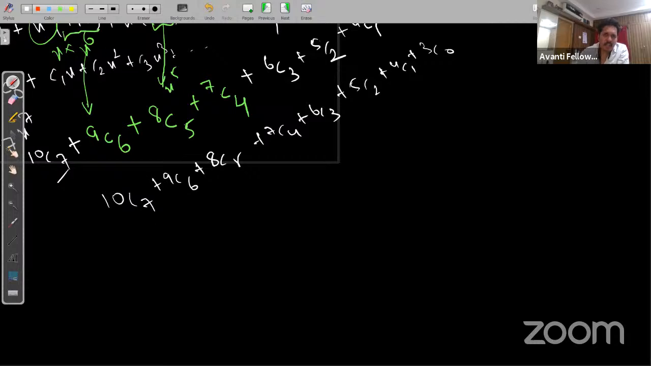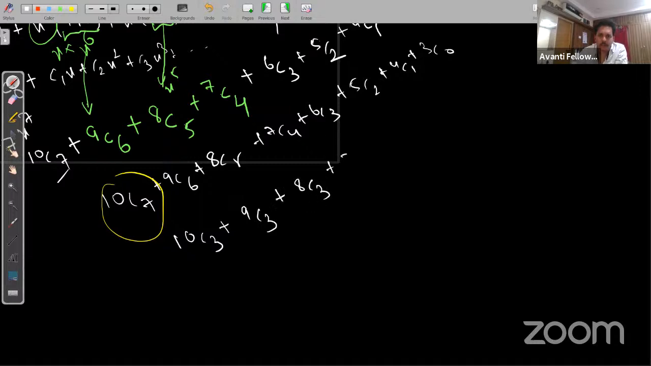Guys, look here, 10C7 is called as 10C3 plus 9C3 plus 8C3 plus 7C3 and 7C4, everything. So try to find the values, how much we are getting here.